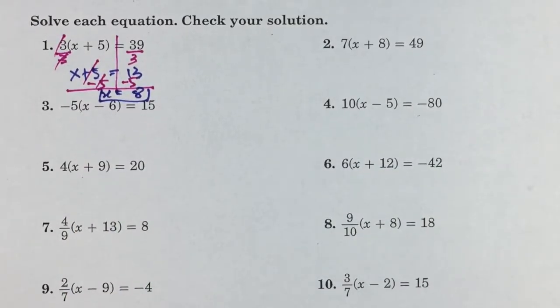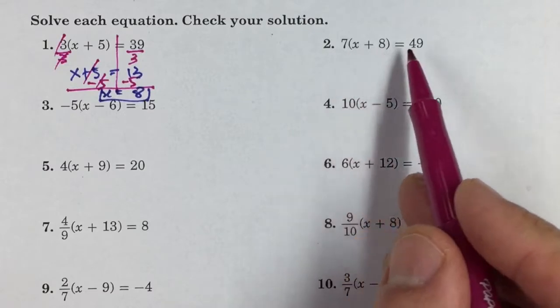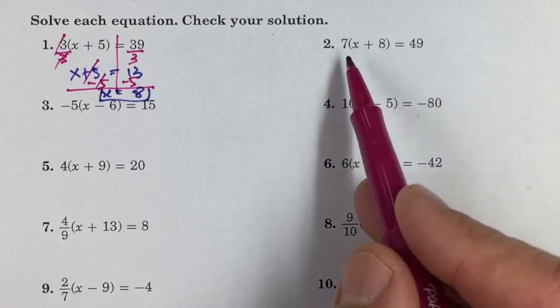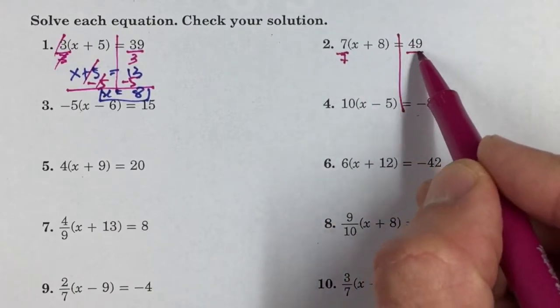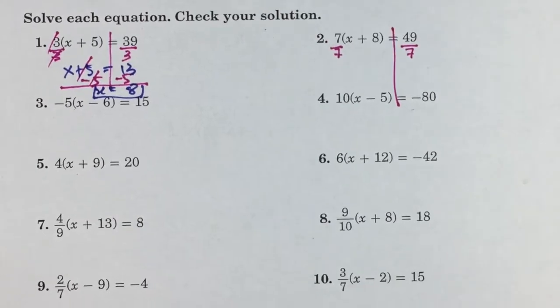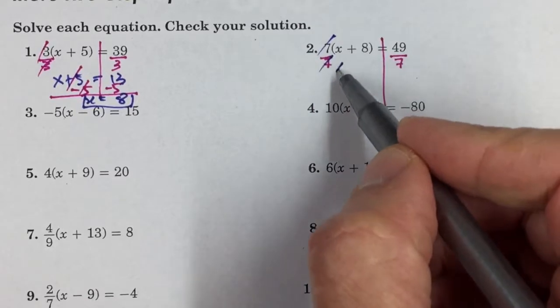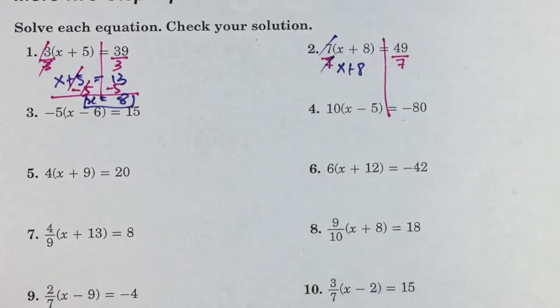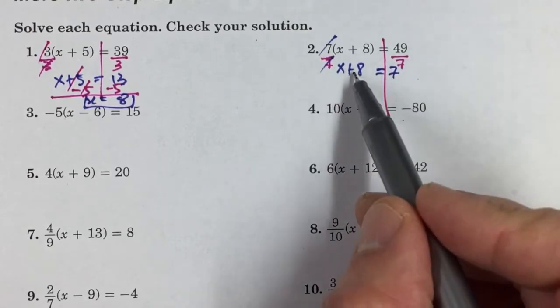Number 2, very similar. We have a multiplication of 7 times a group, that is the parentheses x plus 8. So first of all, we're going to get rid of the 7 by dividing by 7. Both sides divide by 7. This 7 is going to go away. And I have the parentheses x plus 8 equals 49 divided by 7. That is 7. So I have x plus 8 equals 7.